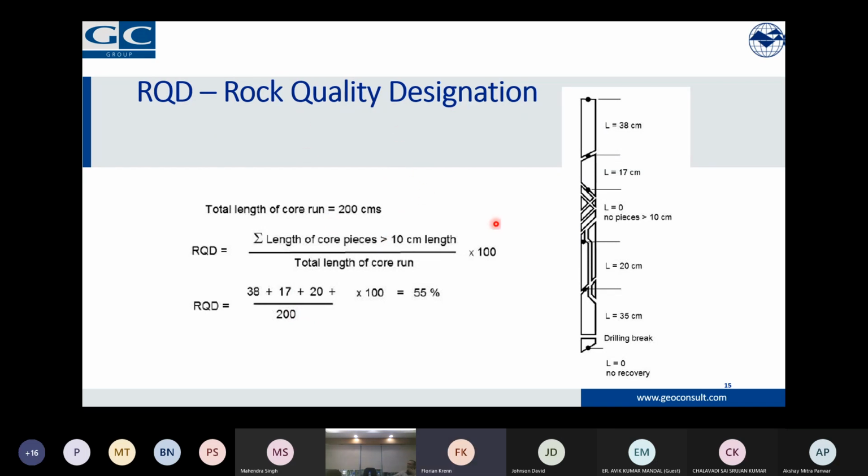Now, RQD was brought into the picture, and the RQD basically describes how jointed the rock mass is, and then also because only pieces of a certain length are counted. So if the pieces are not larger than 10 centimeters, they are not counted. So basically, every joint set that has a very dense spacing would reduce the rock quality designation.